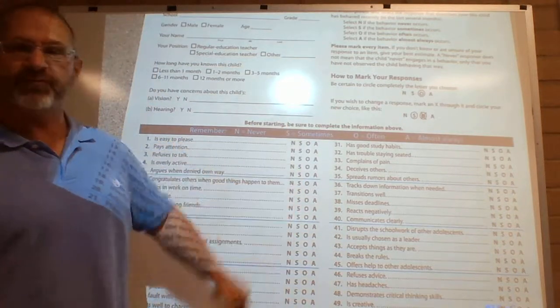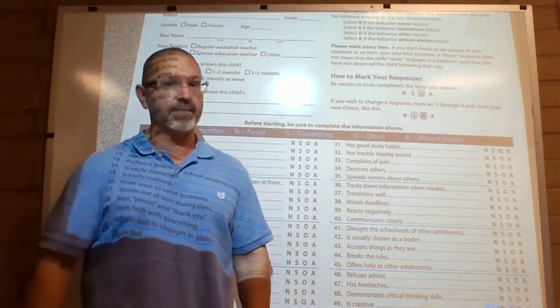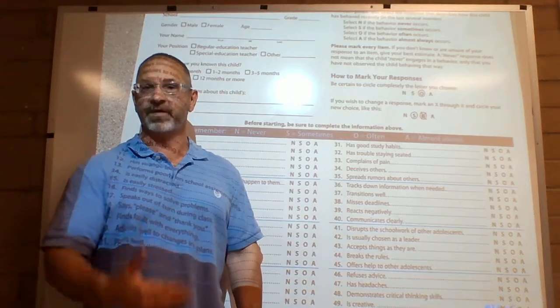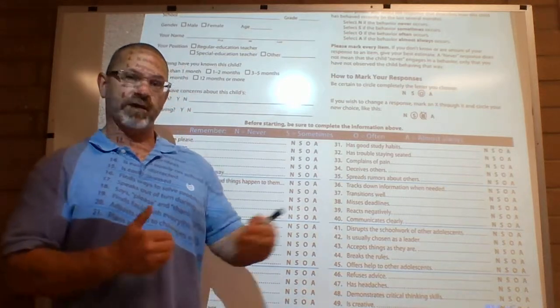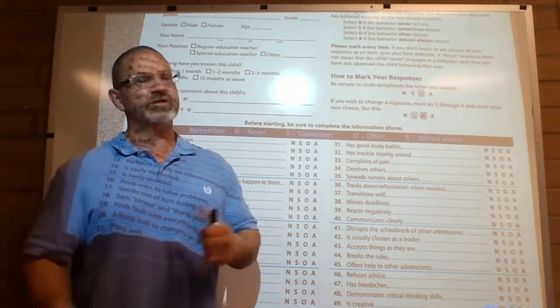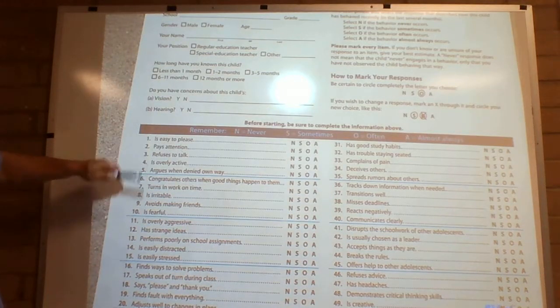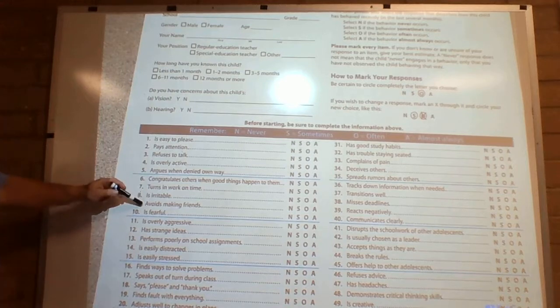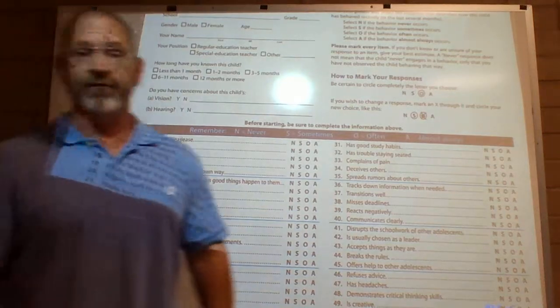Now, the instrument itself doesn't have one purpose other than generating an overall profile of the student, of the individual, similar to the MMPI. This is a primary instrument in most of the states where I do some work, especially around educational and emotional disabilities in the education system. This is one of the highly recognized instruments. So, easy to please, pays attention, refuses to talk, overly active, argues when denied own way, congratulates others when good things happen, turns in work, irritable, avoids making friends, fearful, aggressive. So it goes across a whole gamut of things.